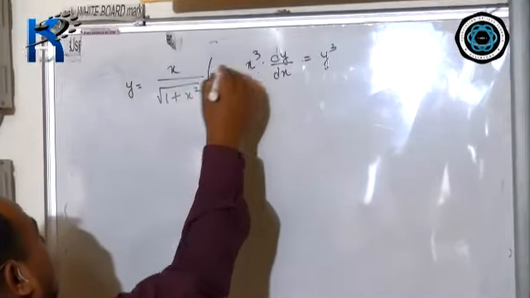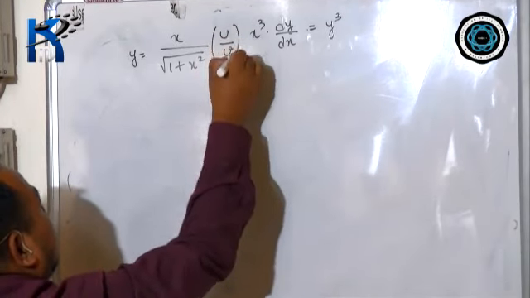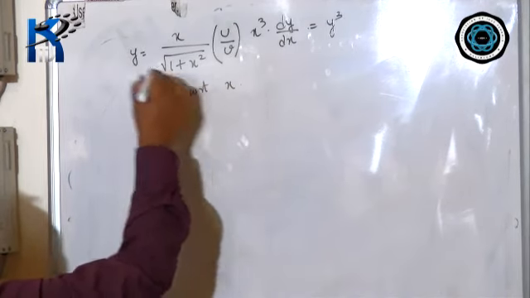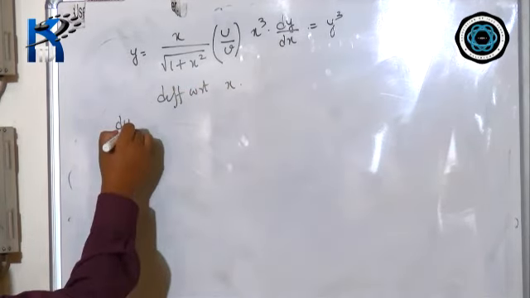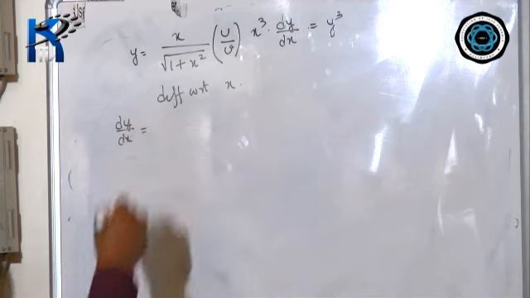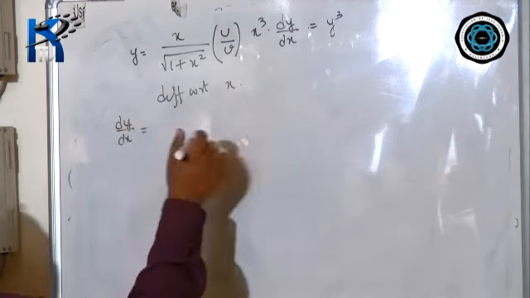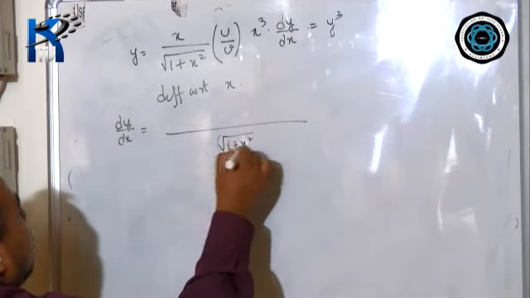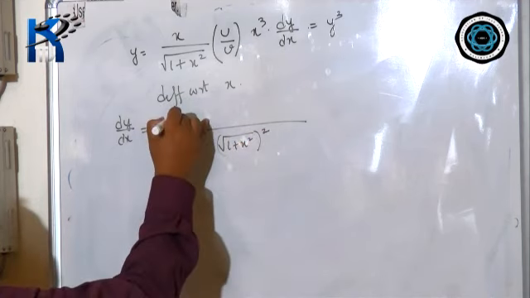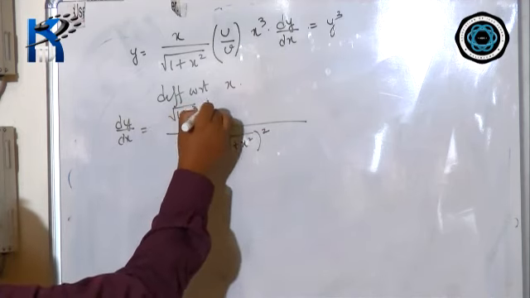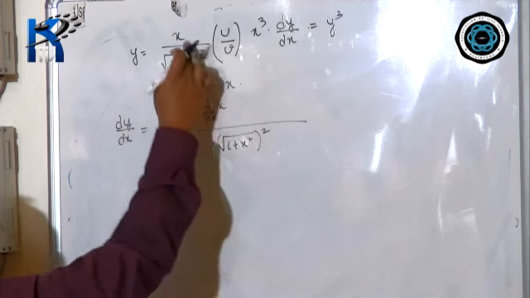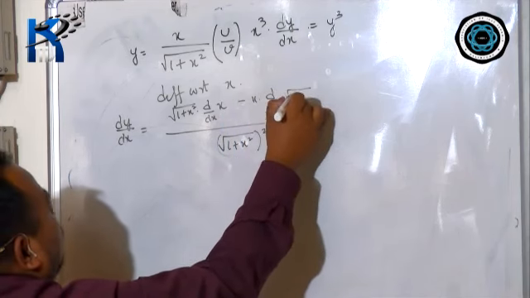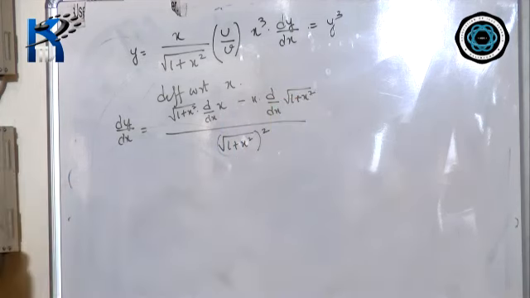So look at the function, it's u by v, quotient rule. So help me differentiate this. Differentiating with respect to x. What is the differentiation of y? dy by dx. Please help me with the quotient rule. What is it? V square, the denominator square, 1 plus x square whole square. Then v as it is, root 1 plus x square, d by dx of the numerator, that means x, minus x as it is, d by dx of root 1 plus x square. So this is the first step.